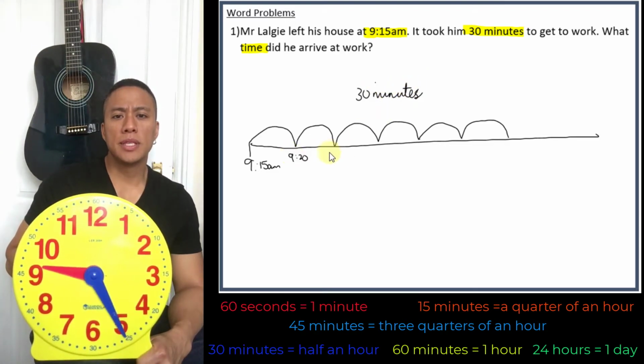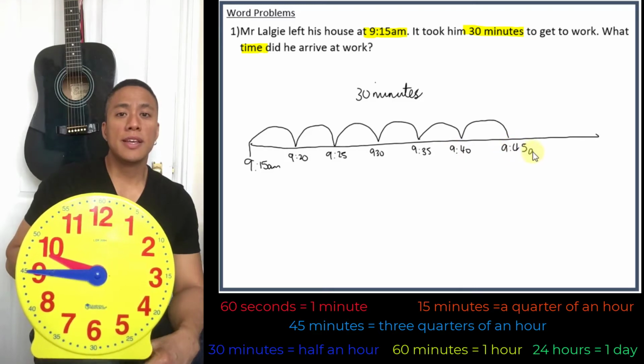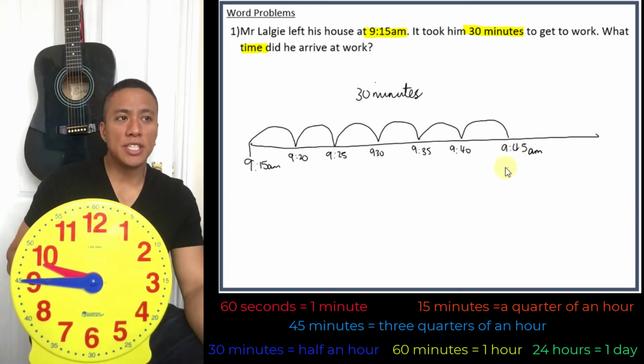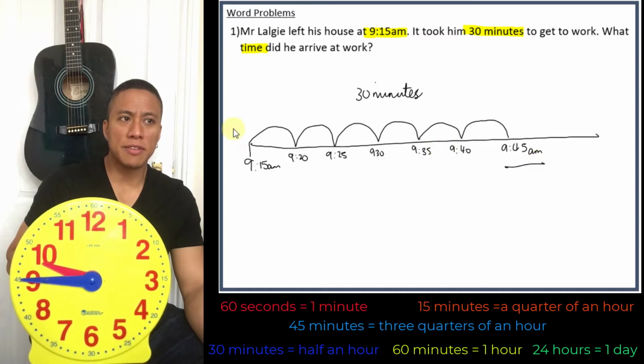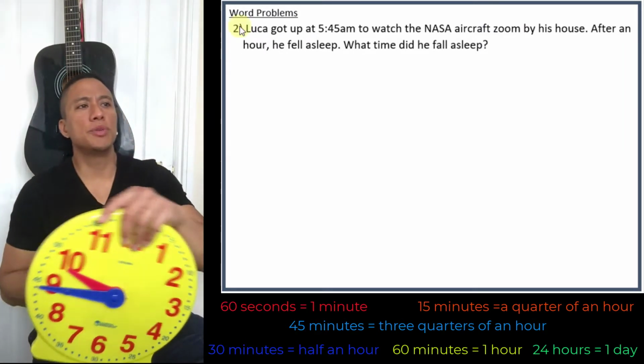9:20, 9:25, 9:30, 9:35, 9:40, 9:45. So that's what time Mr. Lauji got to work, 9:45 a.m. a.m. means in the morning, okay? Let's move on to question number 2.